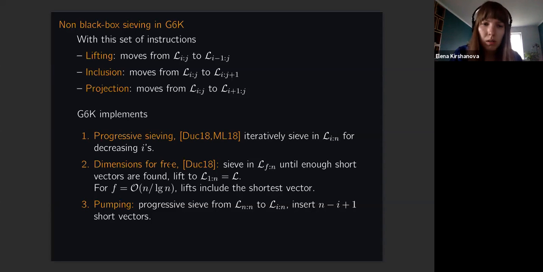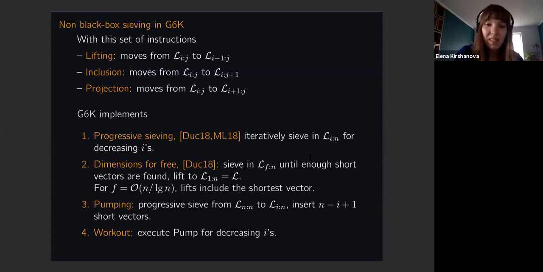Another instruction that was realized and implemented in G6K is what's called pump. Pump is just a set of instructions that runs progressive sieve from a small dimensional lattice of rank 1 to the lattice of rank n minus I plus 1. And doing this progressive sieve, it updates the basis by inserting the short vectors into the basis. Also using this pump, you could do what's called workout, which executes this progressive sieve for decreasing i's. So you run the progressive sieve not for I, but for I minus 1, and then I minus 2, and so on and so forth. So you do this pre-processing with each dimension increase. And using all of that, you could run BKZ.